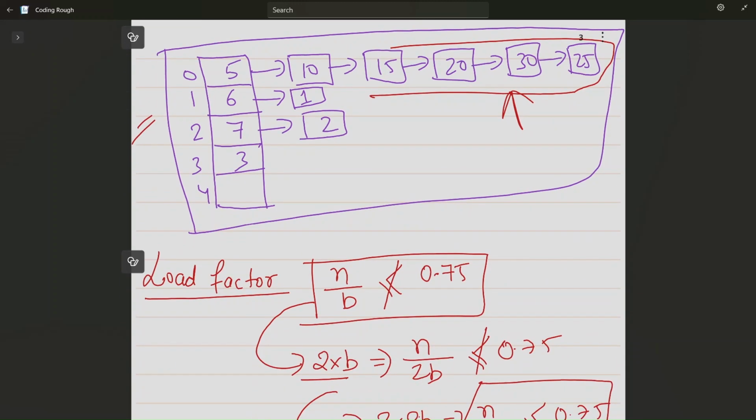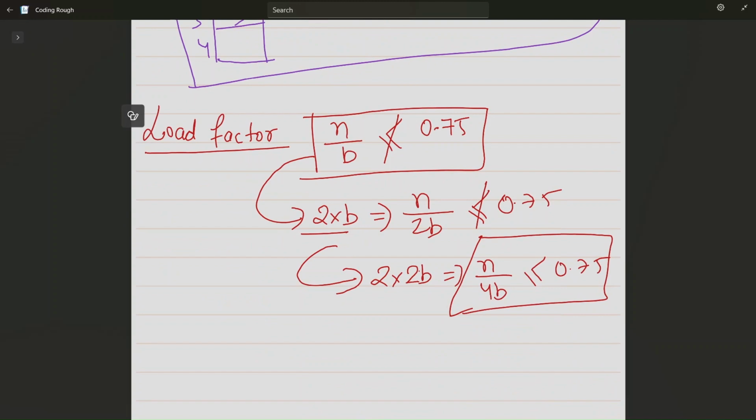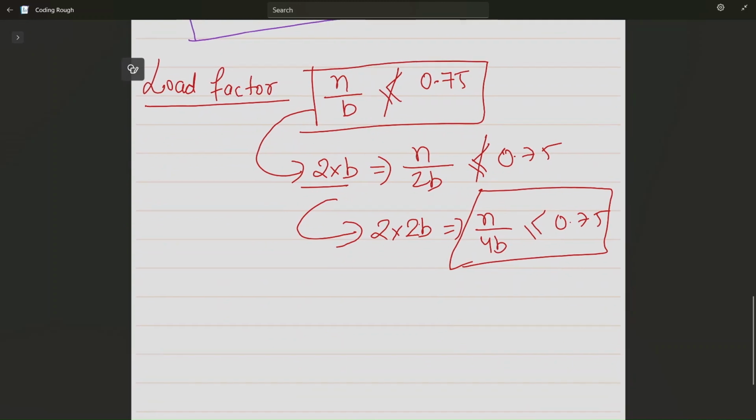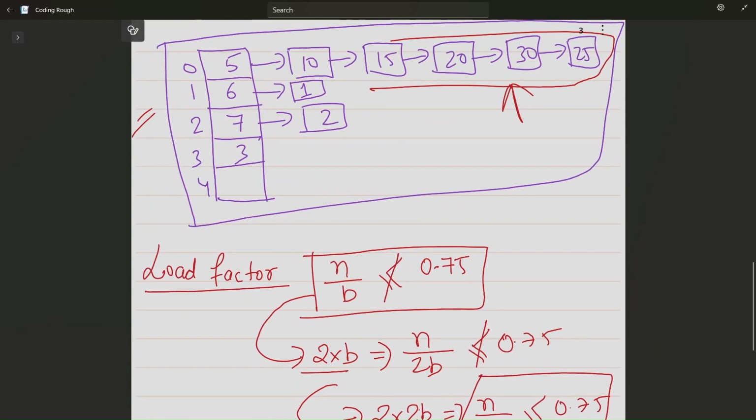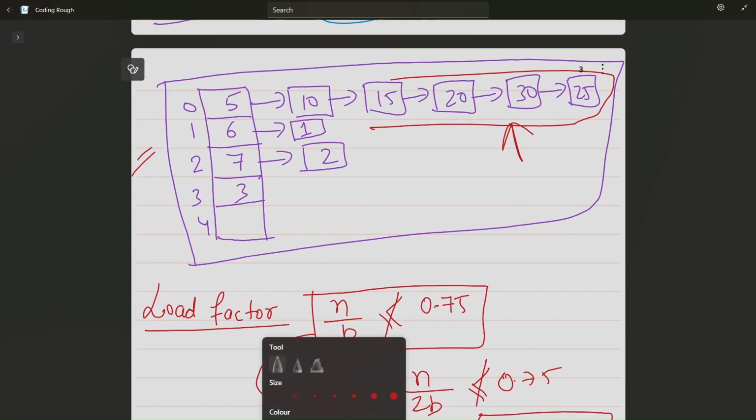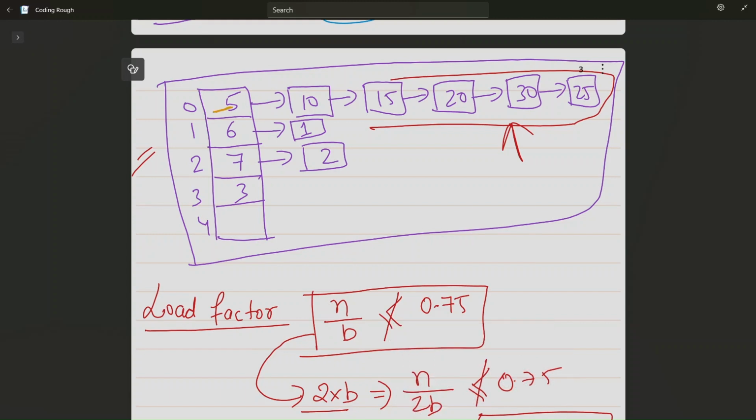Okay, now the question comes, what is n? N is nothing but the number of entries in the map. What is the number of entries? Entries means including all the values. You will take 5 also, 6, 7, 3, 10. So count this: 1, 2, 3, 4, 5, 6, 7, 8, 9, 10, 11. Total number of values were 11. So for this example, our n is 11.